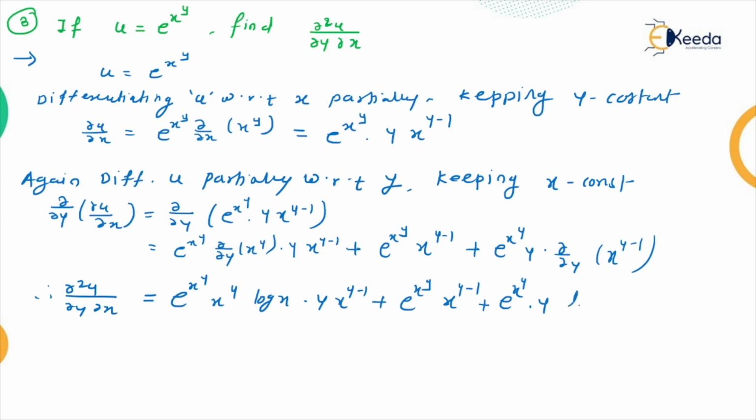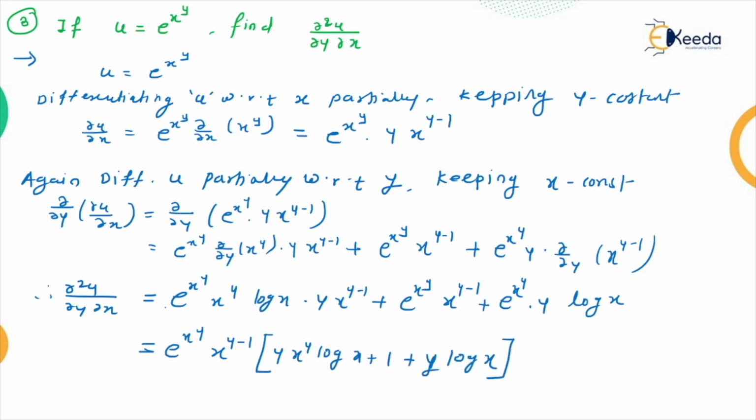I hope you have understood this. Because a raised to x differentiates to a raised to x log a. So therefore we take the common terms: e to the power x raised to y into x power y minus 1 is the common term, and inside the bracket what remains is y x raised to y log x plus 1 plus y log x. This is ∂²u upon ∂y ∂x, and this is your answer.